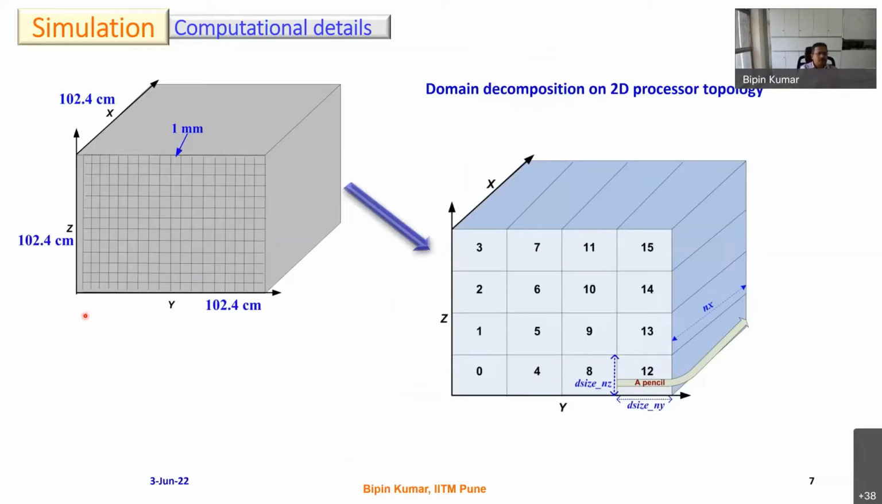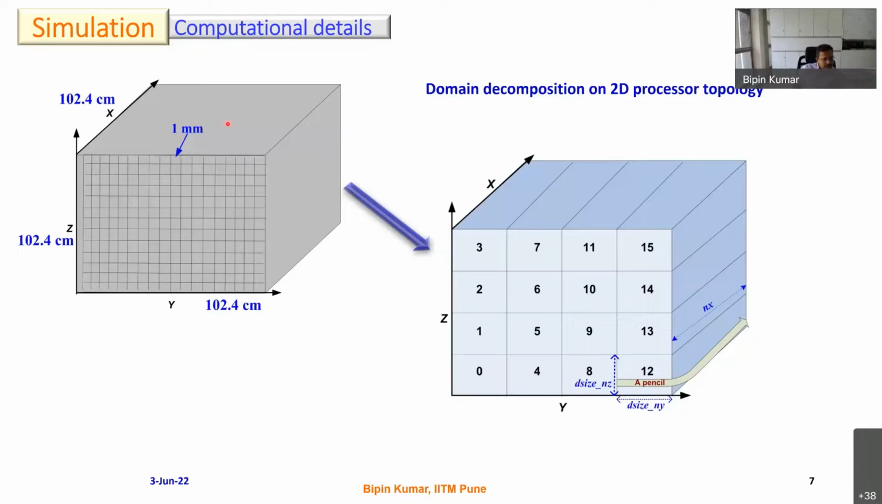So first, I'm talking about the whole domain, which is very highly computational. Generally, we are doing the simulation in a centimeter domain. We can go up to the 1 meter domain. So we can go 25 centimeter, 50 centimeter, or 1 meter cube. That is enough. So we have very high computation.